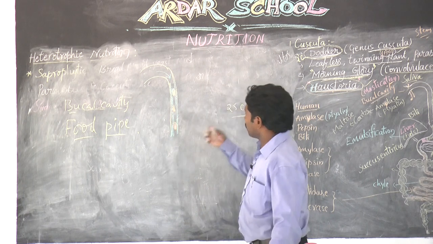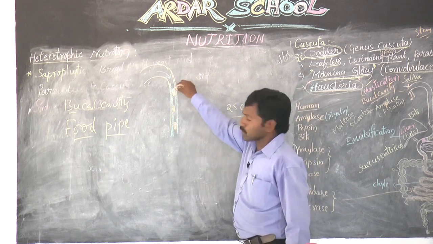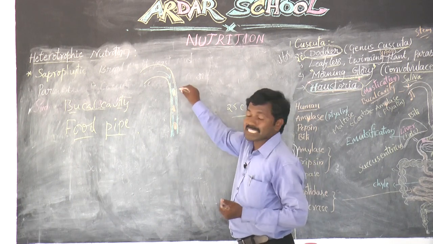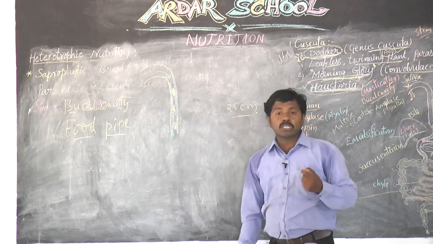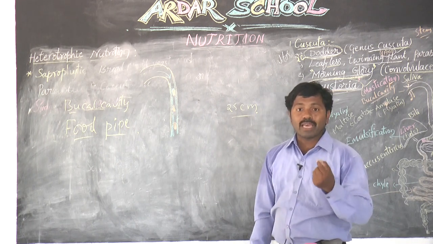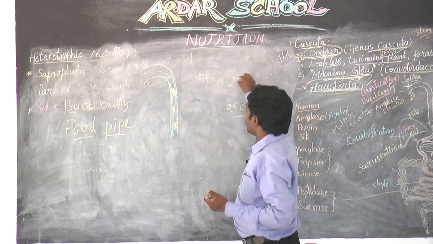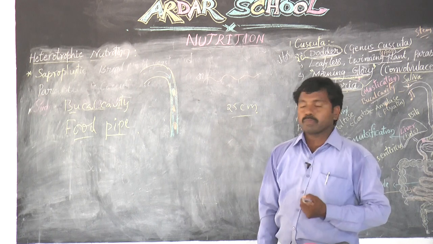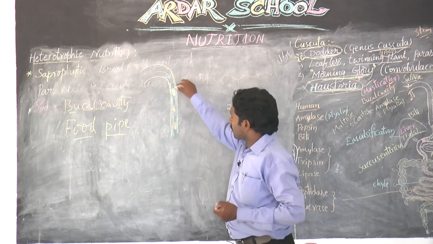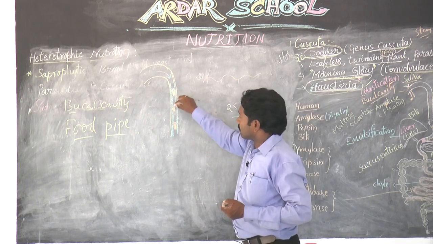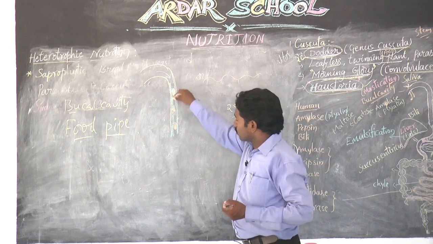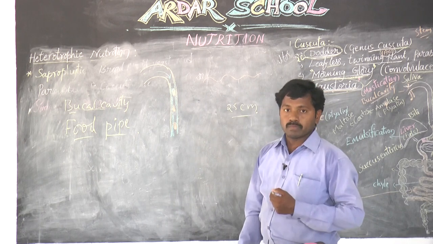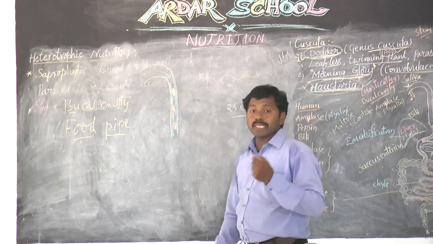When we are taking the food, at that time the food moves with some movements, that are called peristaltic movements. Those movements look like a wave. With the help of peristaltic movements, the food can move downwards and enter into the stomach. This type of movement is called peristaltic movement.